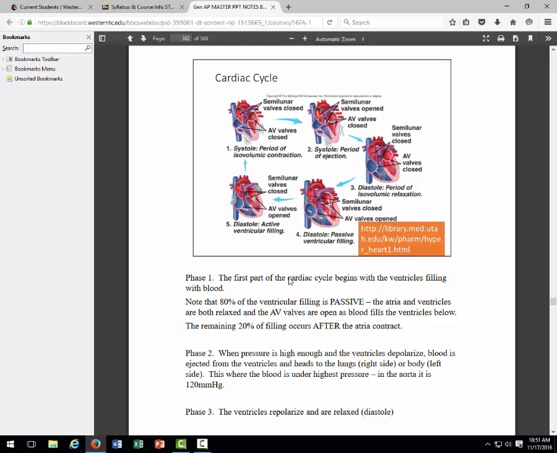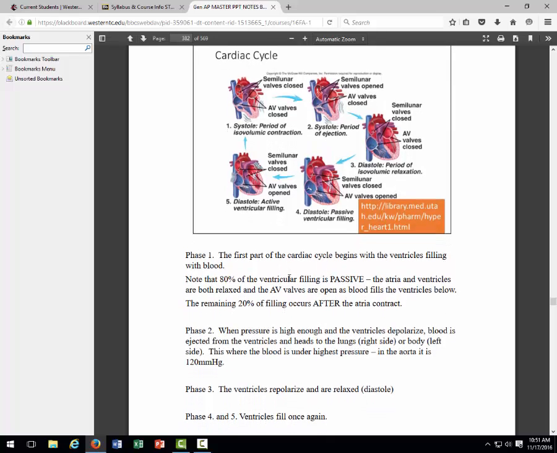All right, so you have a really nice diagram in your textbook of the cardiac cycle as well. This is on page 686 of your textbook. So the first part of it begins with filling of blood.